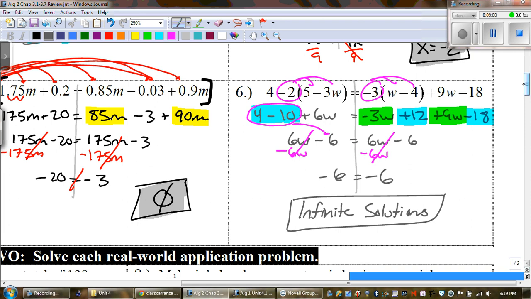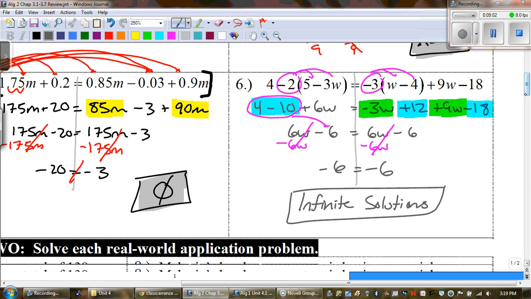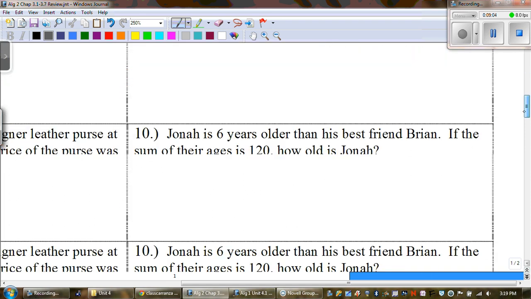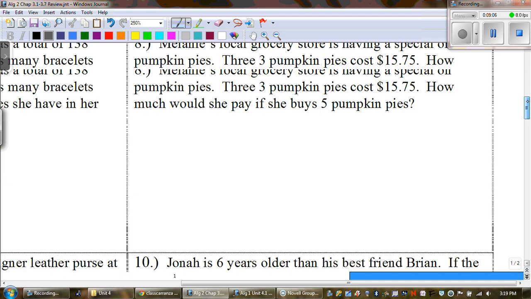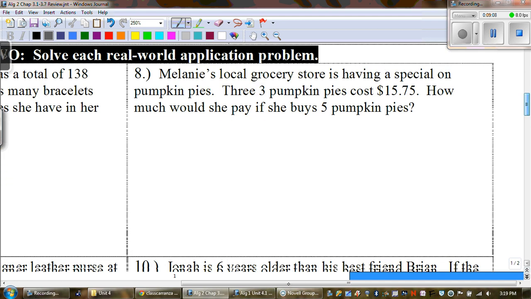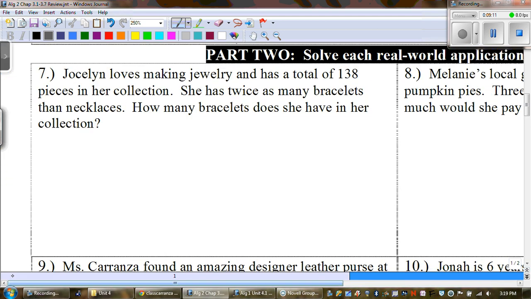All right. Let's move down to some word problems. All right, number 7. Jocelyn loves making jewelry and has a total, sounds important, of 138 pieces in her collection. She has twice as many bracelets than necklaces, and they want to know, how many bracelets does she have?